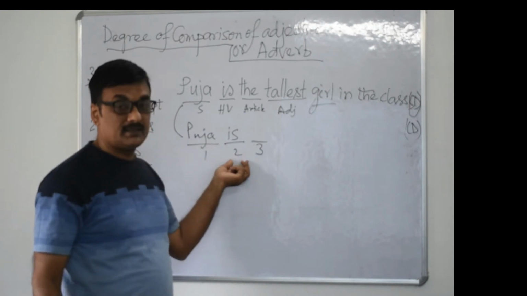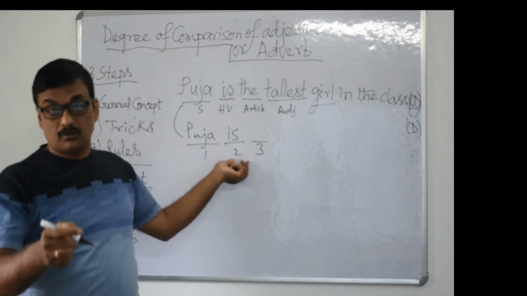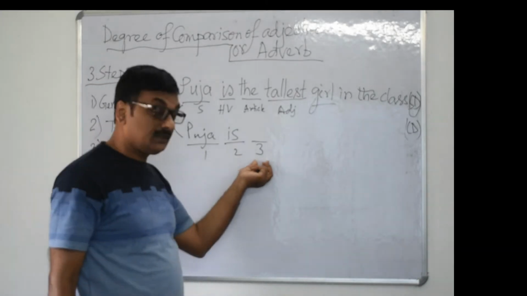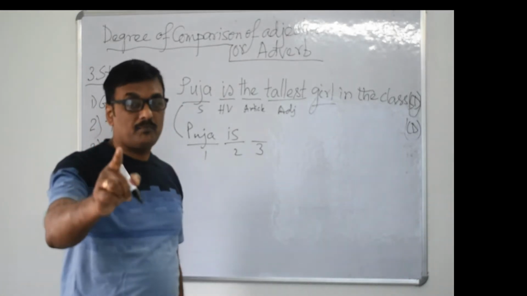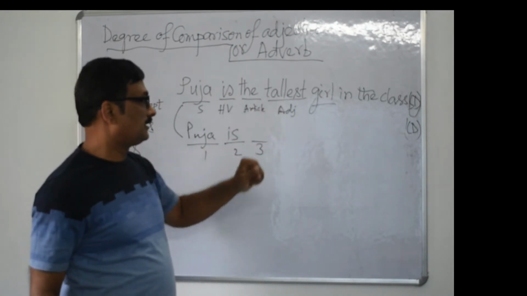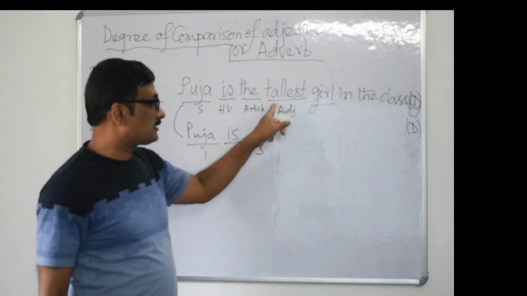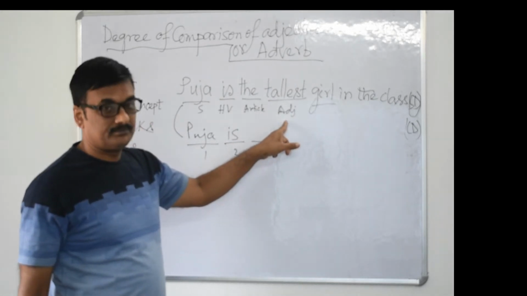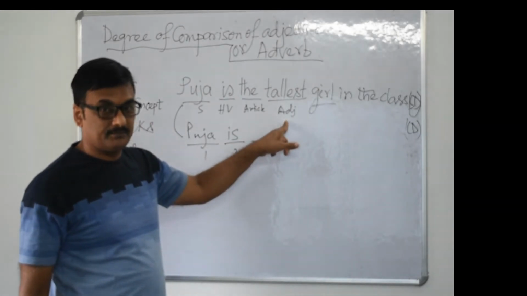Next one is the helping verb or be verb. Third is the comparative form of adjective used in the superlative degree. The tallest here is the adjective.